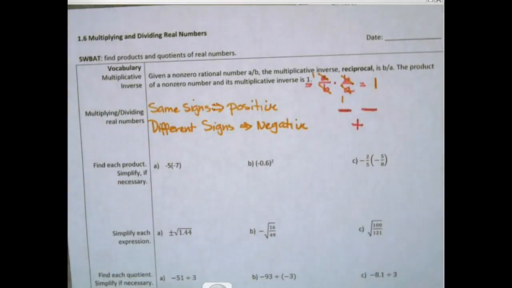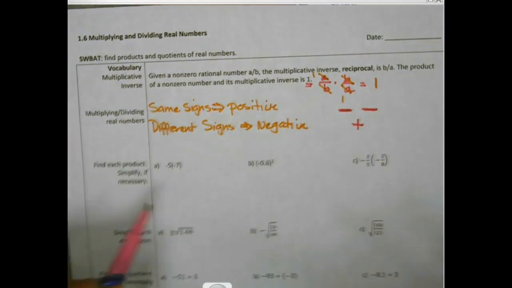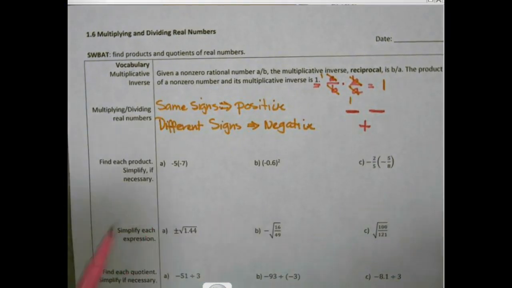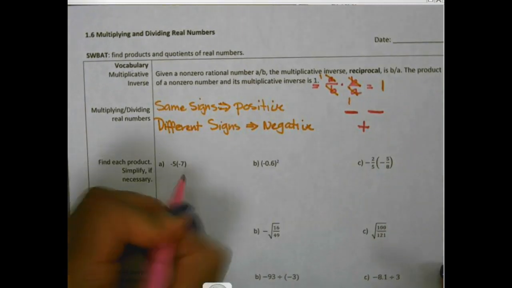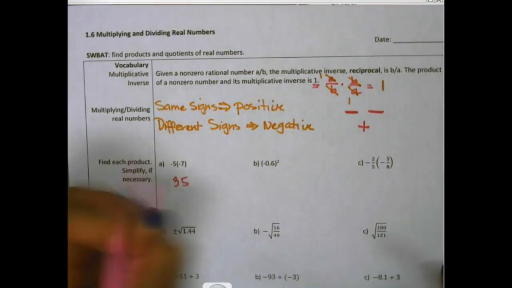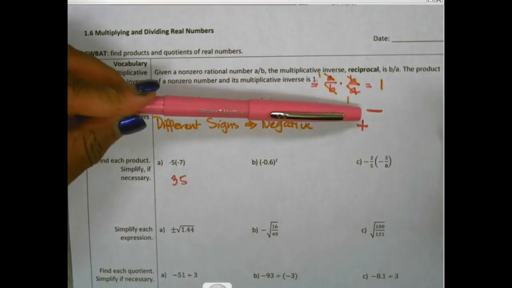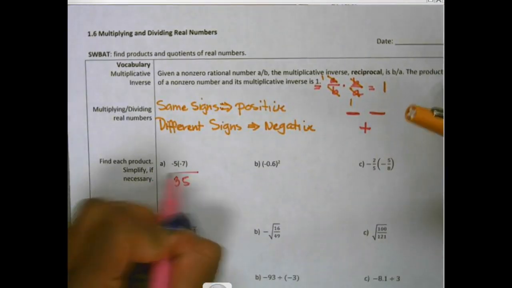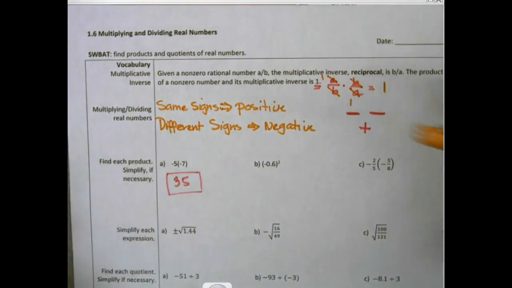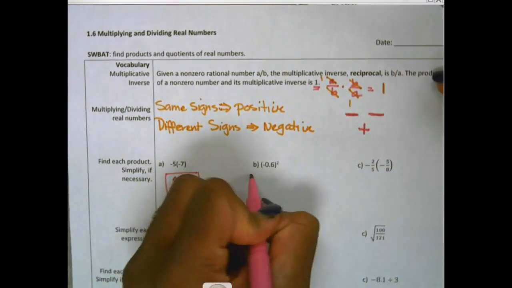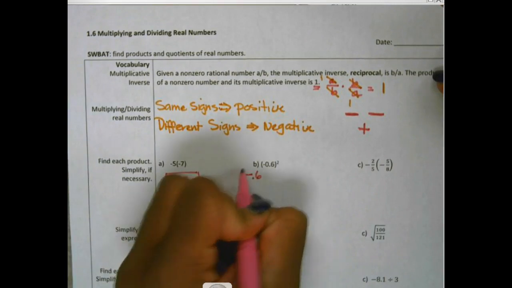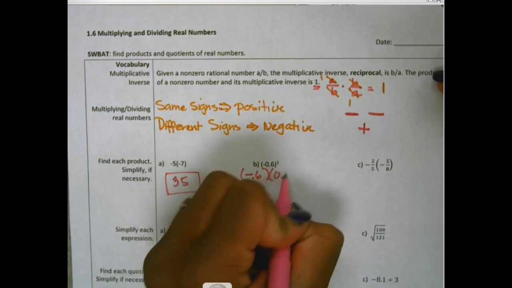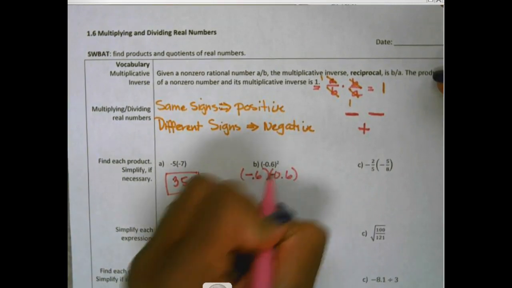All right, let's see this in action. Find each product, simplify if necessary. So, first of all, I'm going to multiply 5 times 7, and I get 35. And then I have a negative times a negative, which is positive, so this is going to be a positive 35. Final answer.